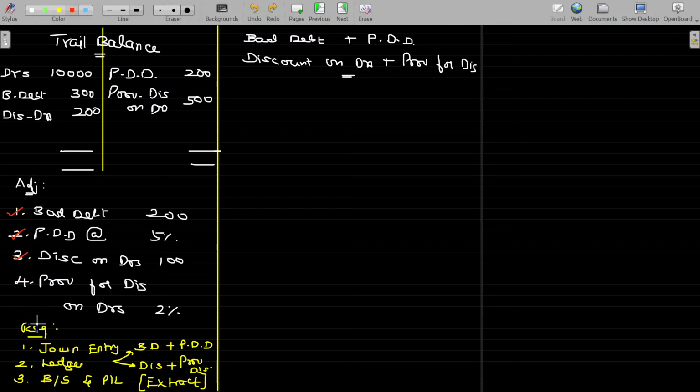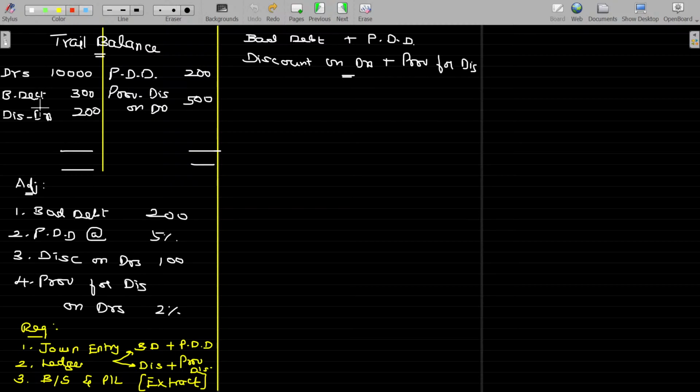So what is the requirement here? What are the requirements we have to fulfill here? Pass journal entry, prepare ledger for bad debt, provision for doubtful debts, discount on debtors and provision for discount on debtors, as well as how this will appear in the balance sheet and P&L as an extract. So these are the things that are going to be completed in this illustration.